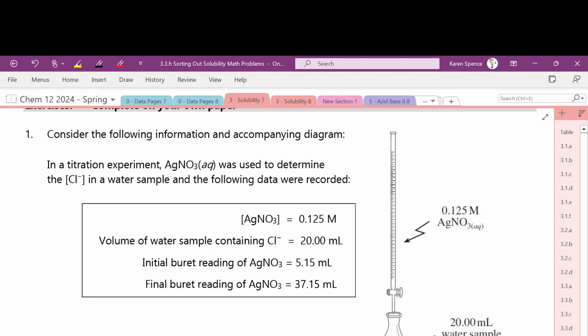Titration. So what kind of reaction do you write?